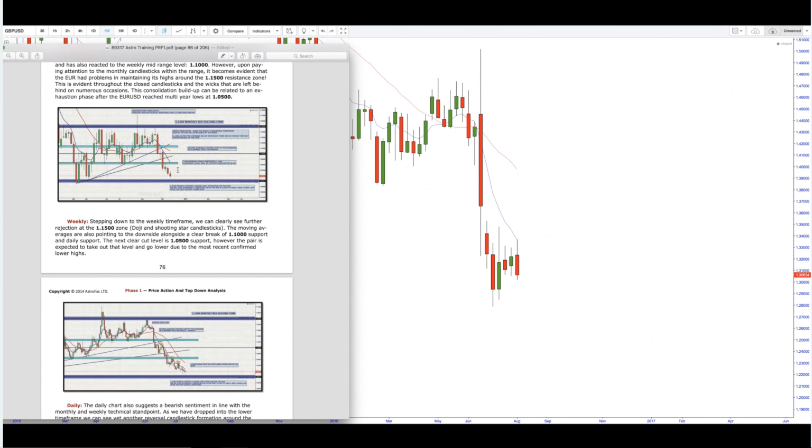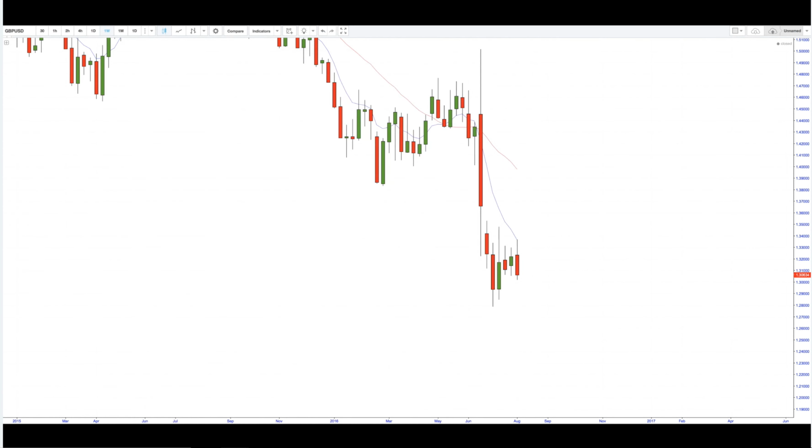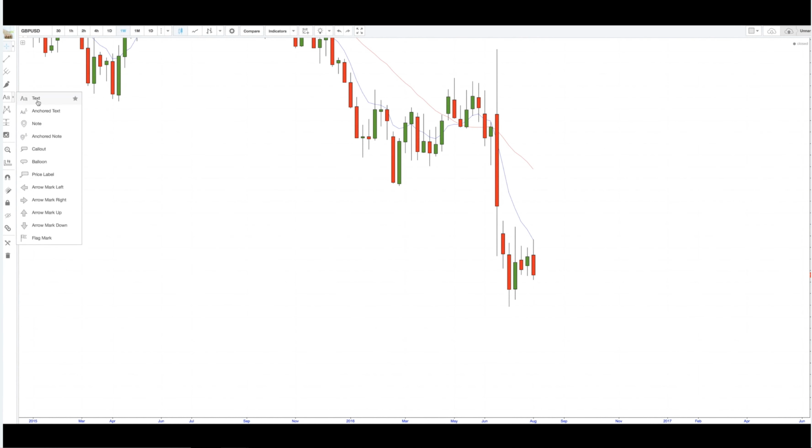By the way, one tip: when you've done that and taken a screenshot, go ahead and remove these annotations. The annotation tool is quite simple. It's just over here on the left. You can either use the A or the call out. I'll be getting into these later on.